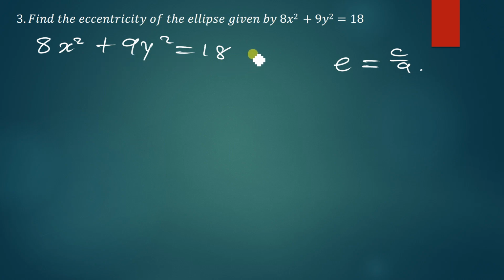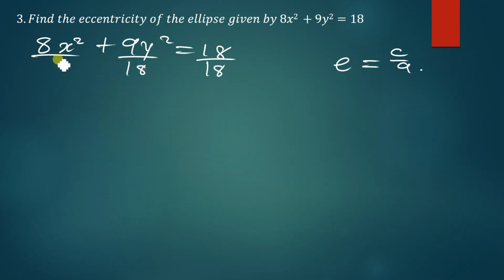So to find the eccentricity, we need to know what c is, and we also need to know what a is. And to know that, we have to make sure that we reduce this equation to its standard form. So according to the ellipse and the hyperbola, this part should always be 1. So how do we make this part to be equal to 1? We divide the whole equation by 18.